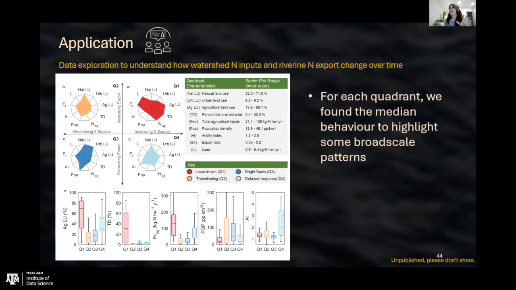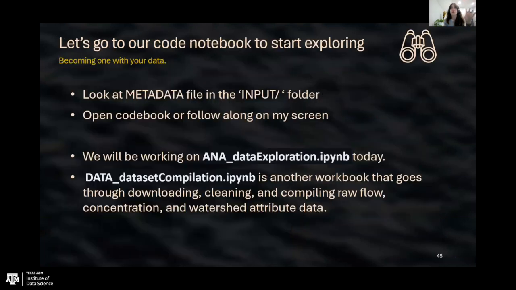I'll skip the last project that I talked about, just for the sake of time, and we'll move on to the coding workbooks. I have a metadata file in the input folder. If you're curious about what some of the variables mean, either ask me or look in the metadata. There are two workbooks. There's the one that's analysis, data exploration. That's what we're going to be doing today.